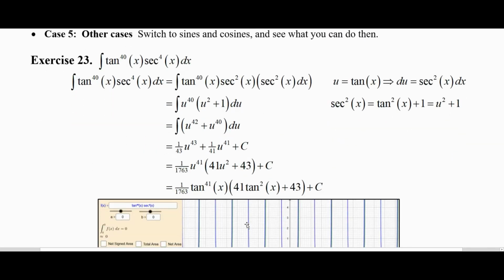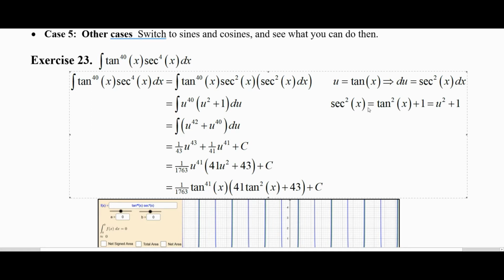So here's an example of this. Tangent to the 40th of x times secant to the 4th of x. So we have an even power on secant, so you can get a secant square stripped off to be part of the du, leaving an even power on secant that we can switch to u if we let u be tangent of x. So let u be tangent of x, du is secant square of x dx.